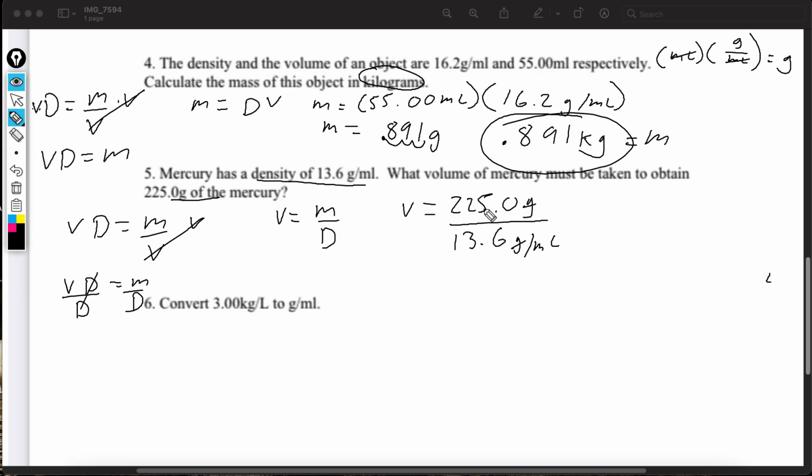So now we got 225 divided by 13.6. Volume would equal 16.54 milliliters, because we established before the grams get canceled out, so the answer would be in milliliters. And 225 divided by 13.6 would be 16.54. Why are we keeping 4 numbers specifically? Because we have 4 significant figures right here, 225.0. Perfect. So that is our final answer.